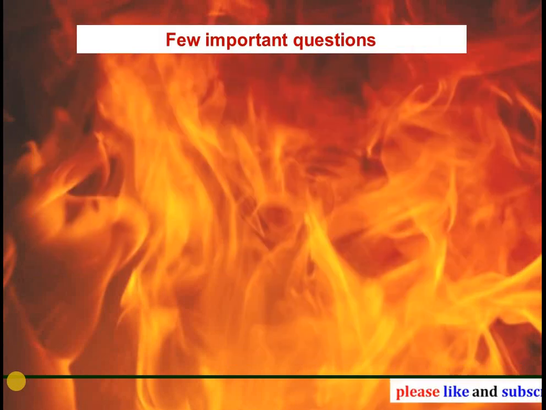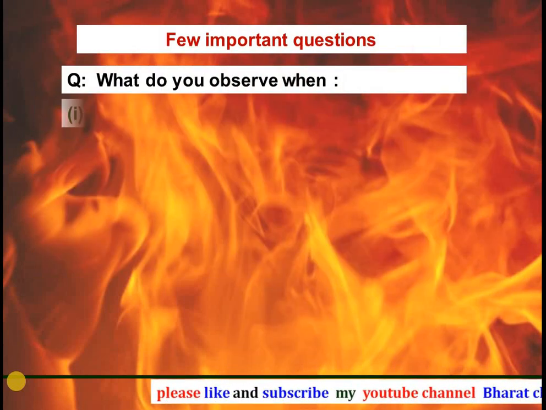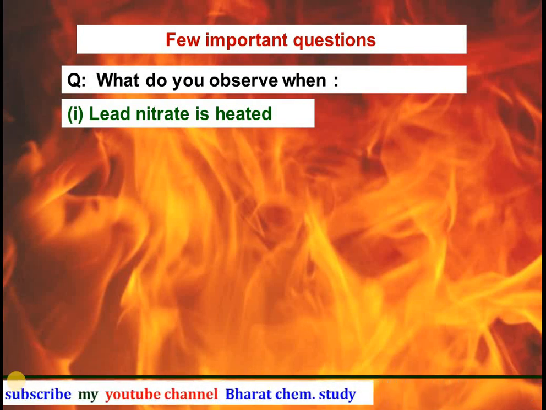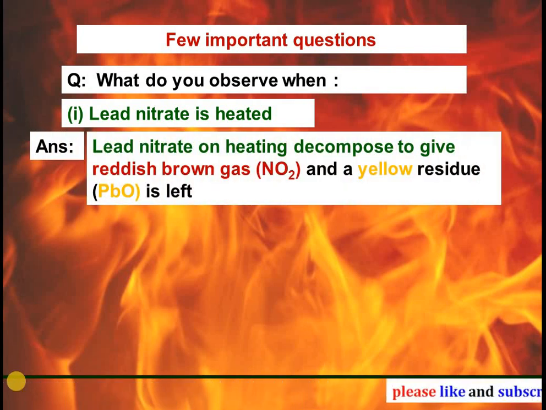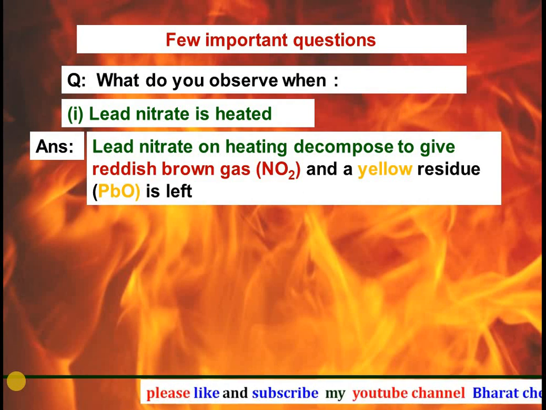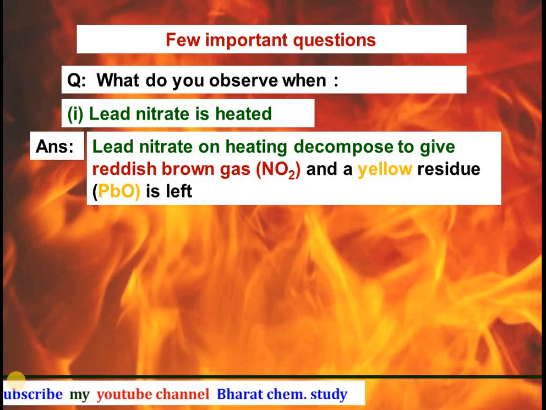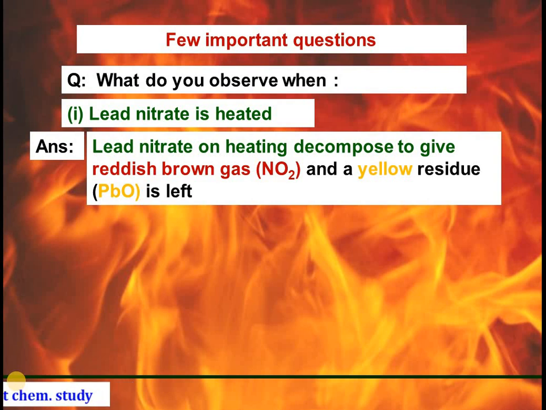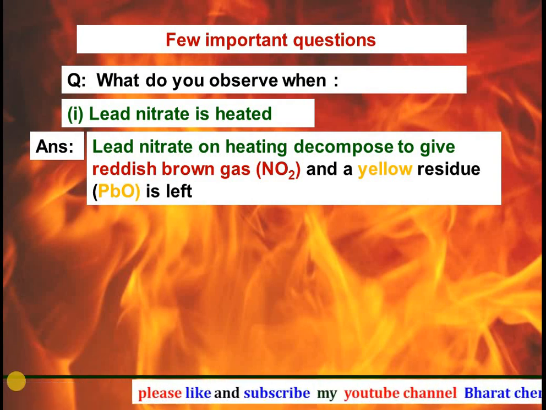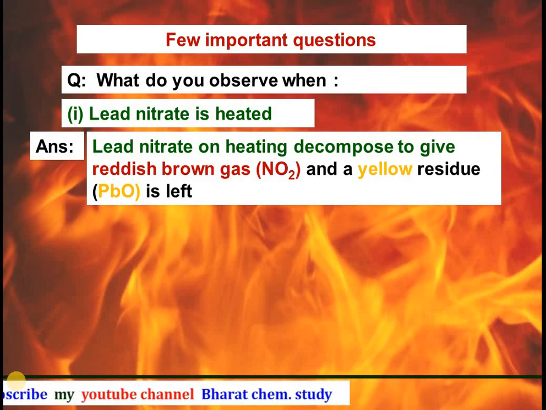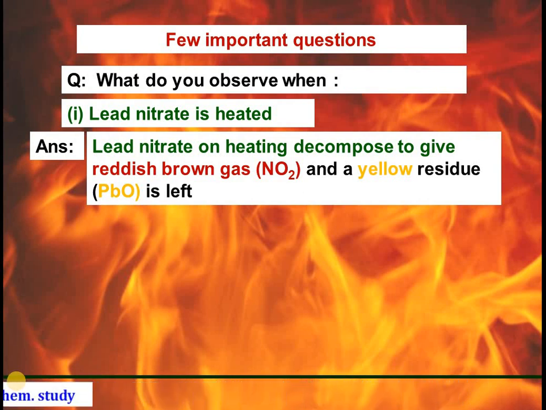Few important questions. What do we observe when lead nitrate is heated? Answer: lead nitrate on heating decomposes to give a reddish brown gas, that is NO2, and a yellow residue, that is lead oxide, is left. It is very important to write down the color of the gas and the color of the residue when someone asks you to write the observation.